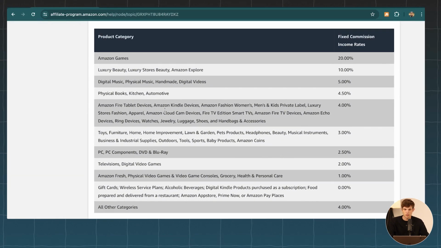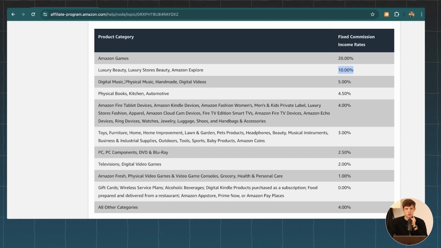Basically, the category of product that you're promoting is going to determine how much you're making. So for example, if you are promoting luxury beauty items, like some type of lip gloss that costs $100, you get 10% of that sale. So you get $10 when someone spends $100 on luxury beauty items.